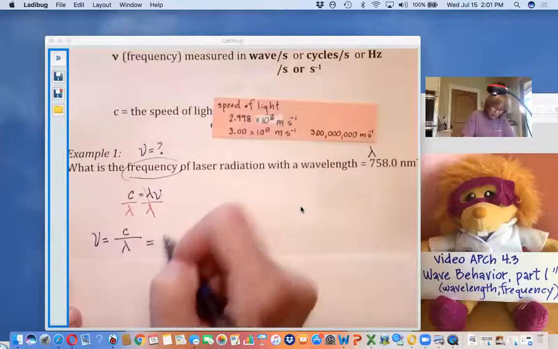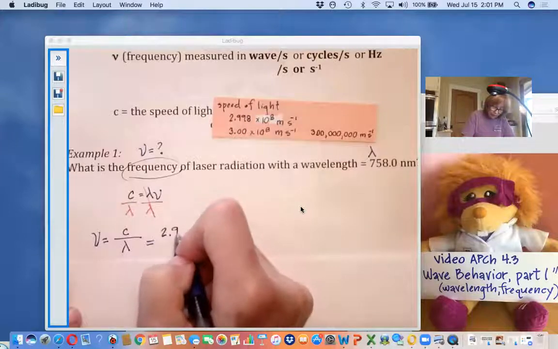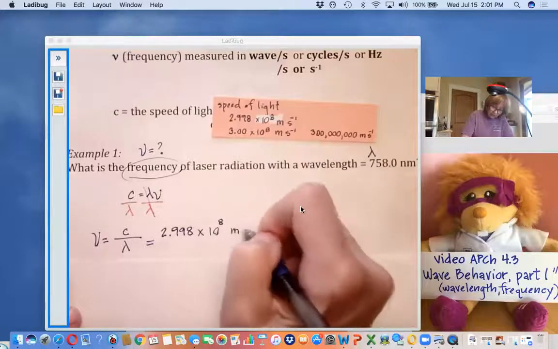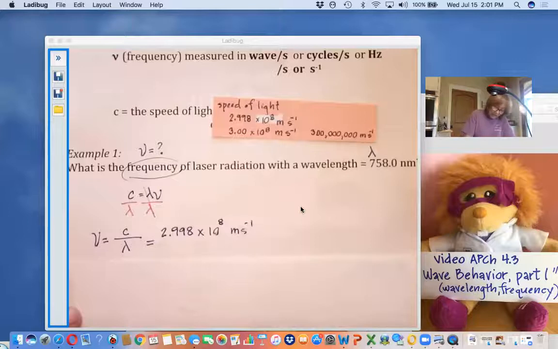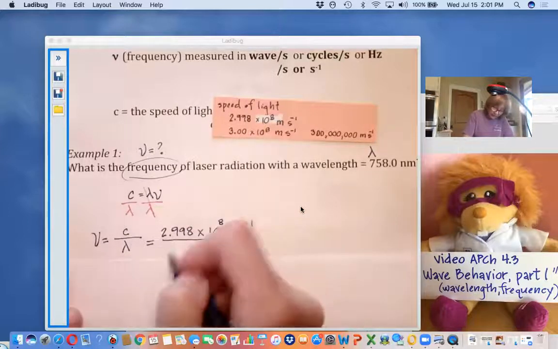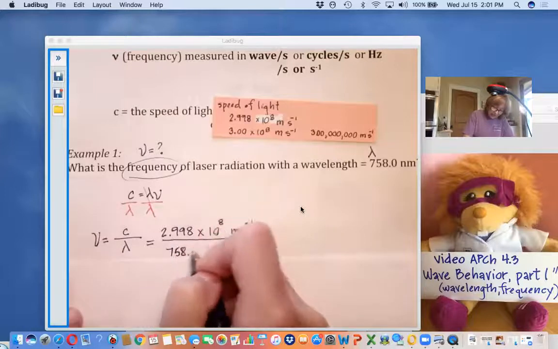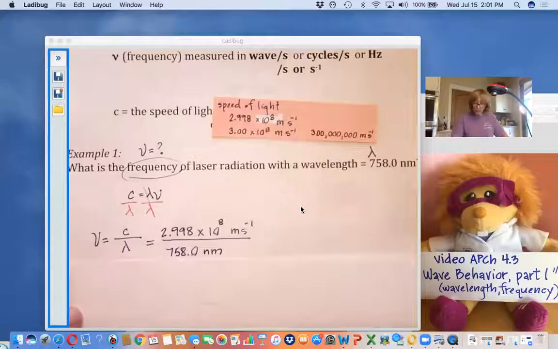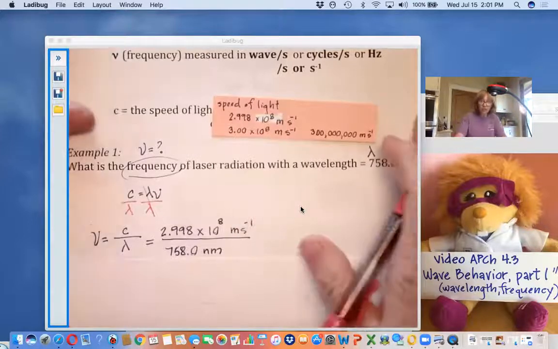c. So my speed of light is 2.998 times 10 to the 8 meters per second. And I'm going to divide that by my wavelength, 758.0 nanometers. Now, before I grab my calculator, let's just talk units.